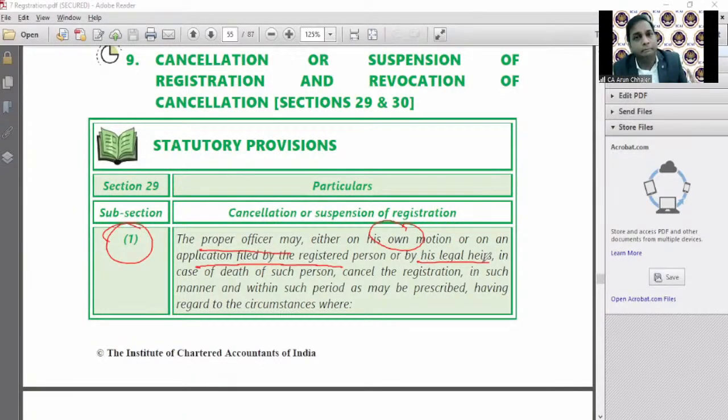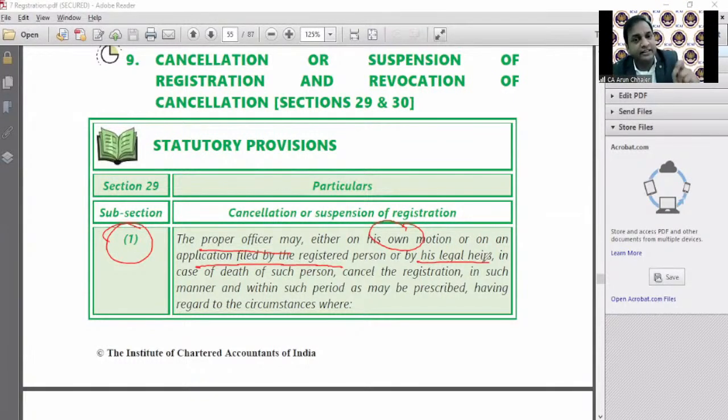Why? Because I am not doing the business. I have shut down my business or any other reason. I have transferred my business, or my turnover is below the threshold limit. Someone asked the question at the initial time that suppose I have registered, but my turnover in the next financial year reduced to 15 lakh. Do I need to pay the GST? Please note one thing. There was a 2-mark question.